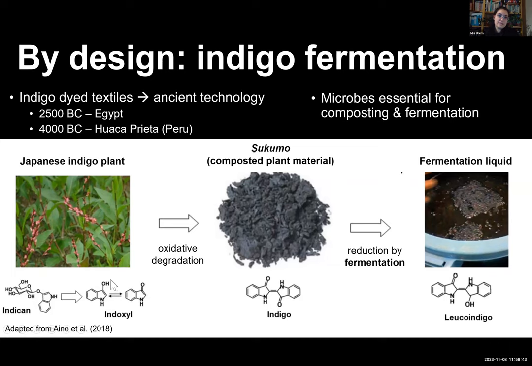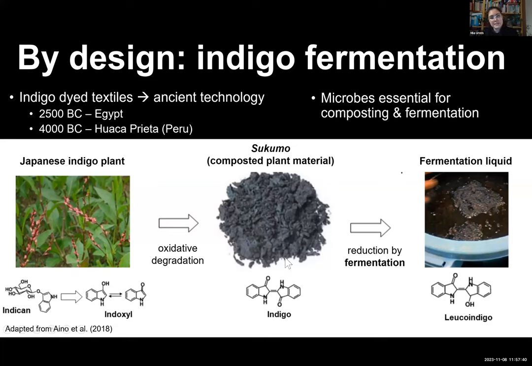So this is the indigo plant, and the chemicals within the plant get modified by oxidative degradation, and you get this sukumo material, which is the composted plant material, and this is already indigo. Microorganisms are essential for composting this material. This is the method used in Japan. From there, you need a reduction of the indigo. By fermentation, you create this fermentation liquid, which enables you to create a soluble compound that can dye the material you want to dye, which then gets reverted back to indigo after exposure to air.